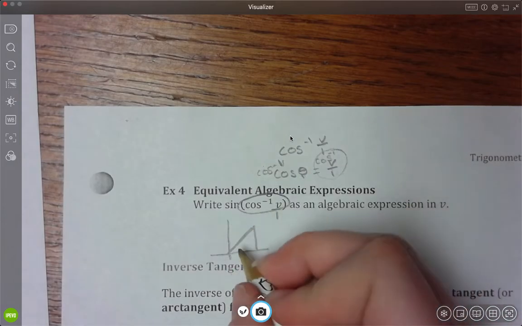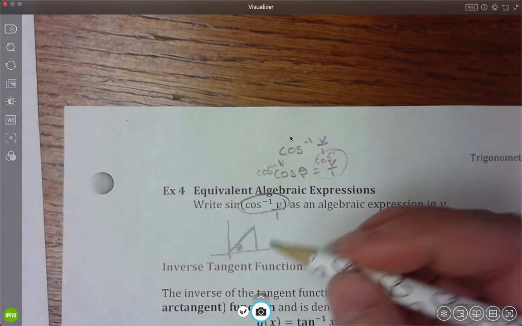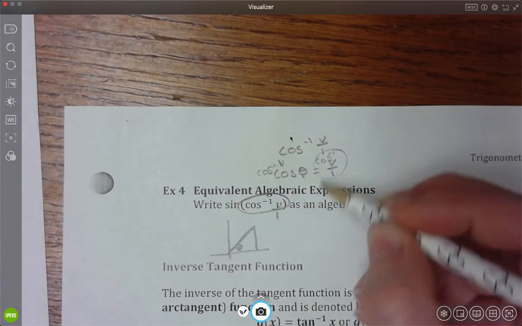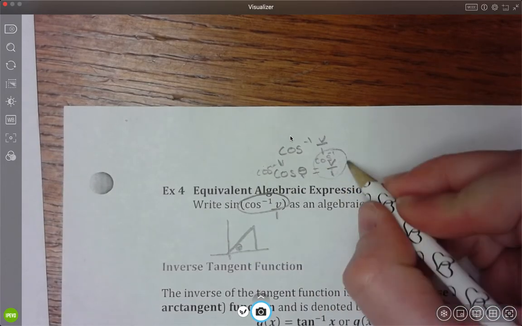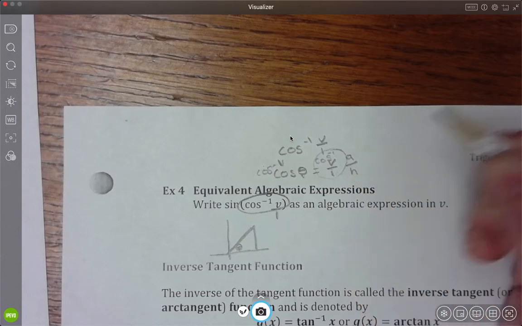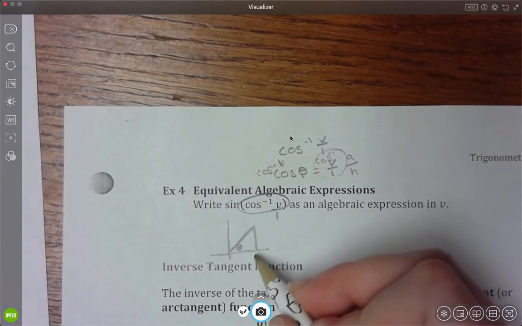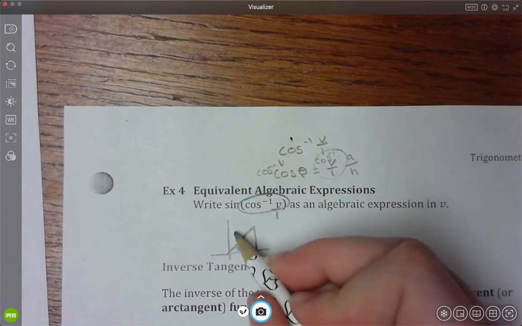Here's where angle theta is going to live. So some angle theta has a cosine of v over 1. Well, cosine means adjacent over hypotenuse. So of this angle right here, the adjacent side is going to be v, the hypotenuse side is going to be 1, okay?